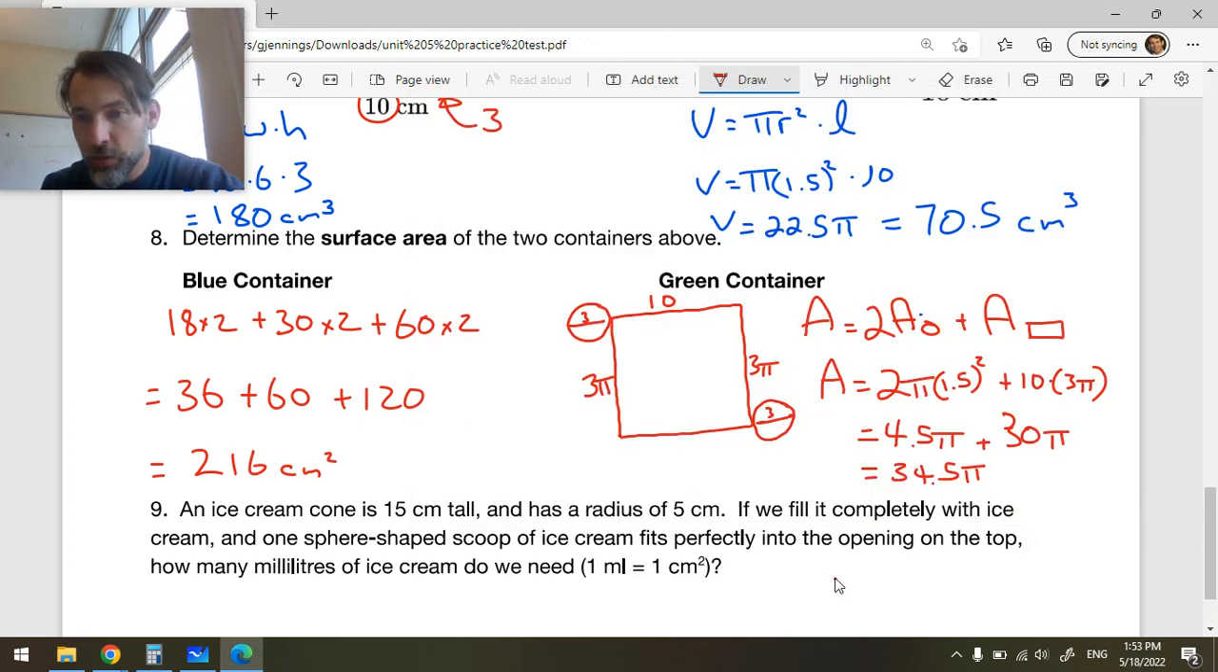So this is equal to 108.4 centimeters squared. Done. Final answer.